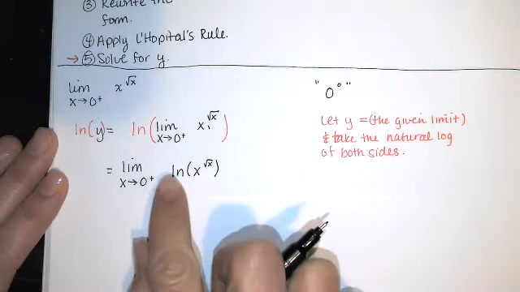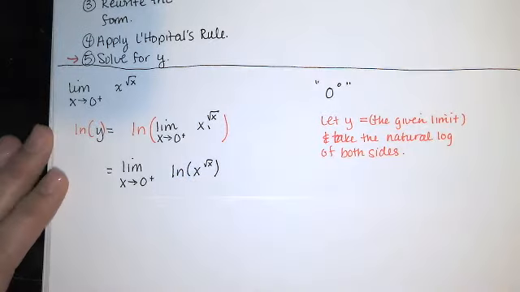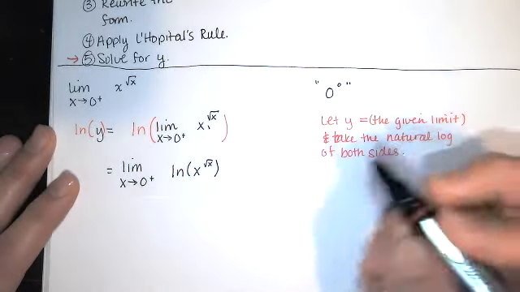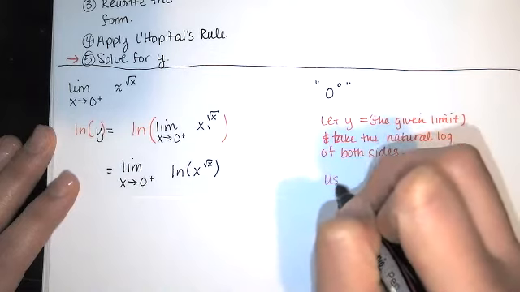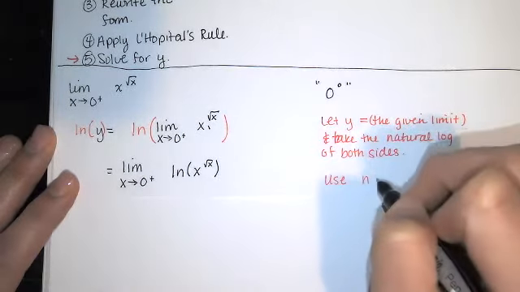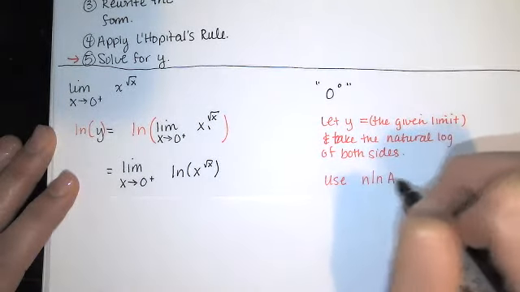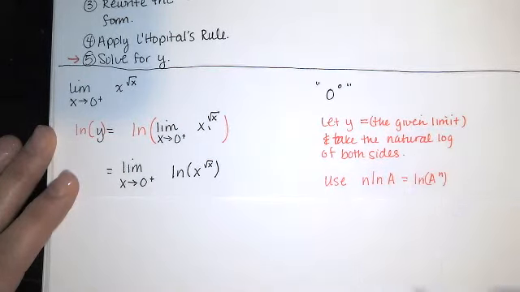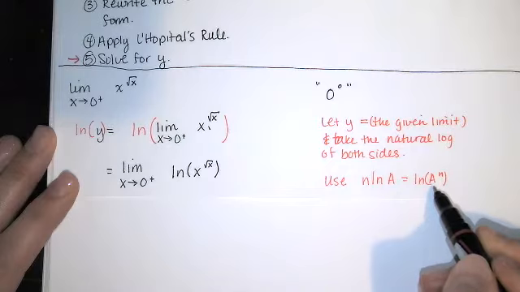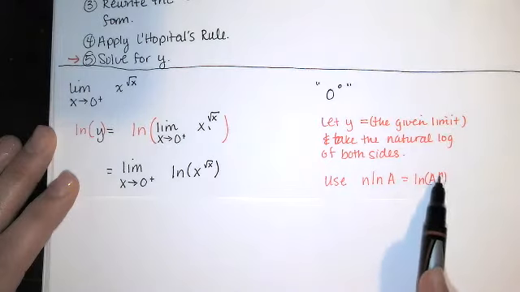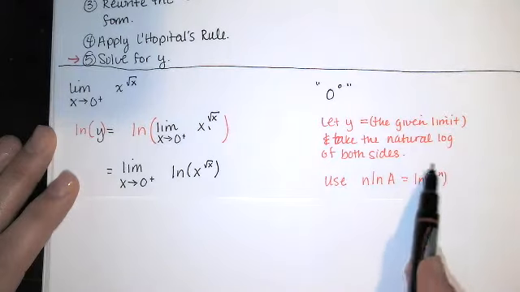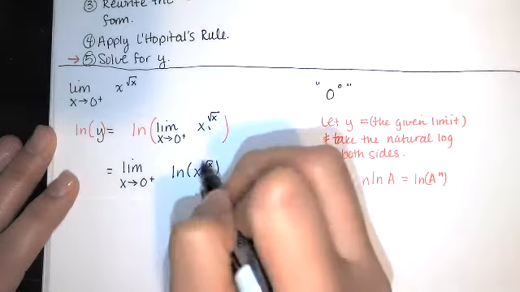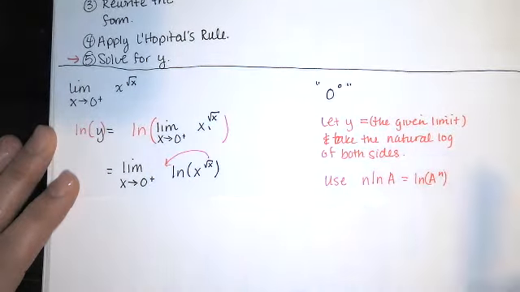Okay, so now I've got log of something raised to a power. So we want to use this log property to rewrite that expression. If you have a constant times natural log of a, that's the same as natural log of a raised to that power. So if you have a power inside, you can bring that out front. That's what that rule says. So we can bring this square root of x out front.